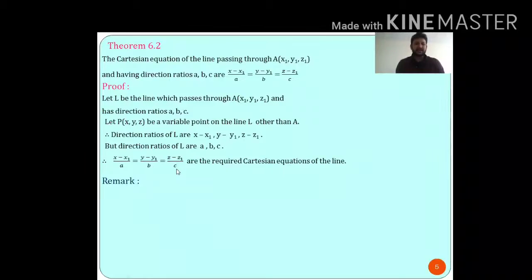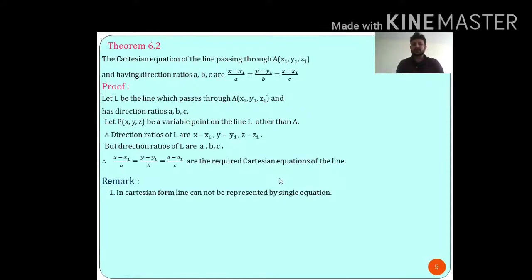Remarks: in Cartesian form, a line cannot be represented by a single equation. It is expressed in terms of x, y, and z, all three at a time.